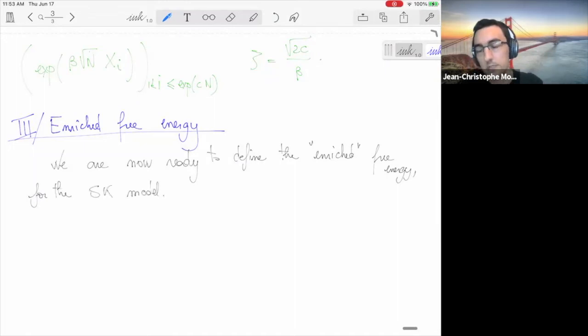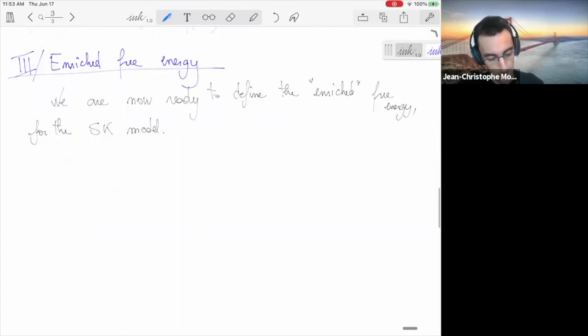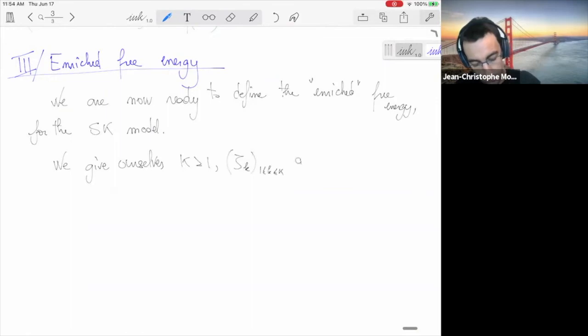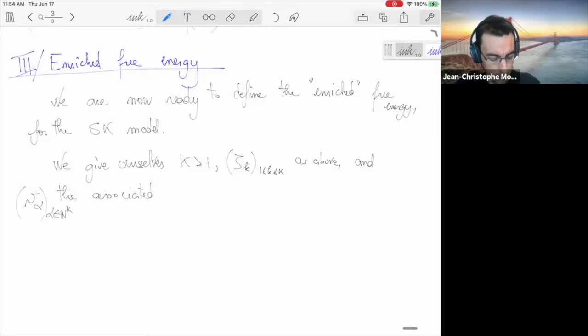Okay, for the bipartite, it's not more complicated. It's just you have to do it on each of the two components, but it's the same way. So let's just do it for the SK model. So again, we give ourselves K, and then the zeta as above. And V alpha, the associated, so this is indexed by the leaves of this tree. The associated Poisson-Dirichlet cascade.